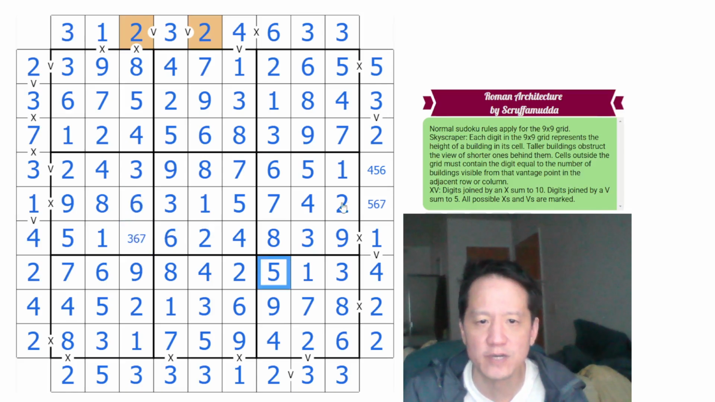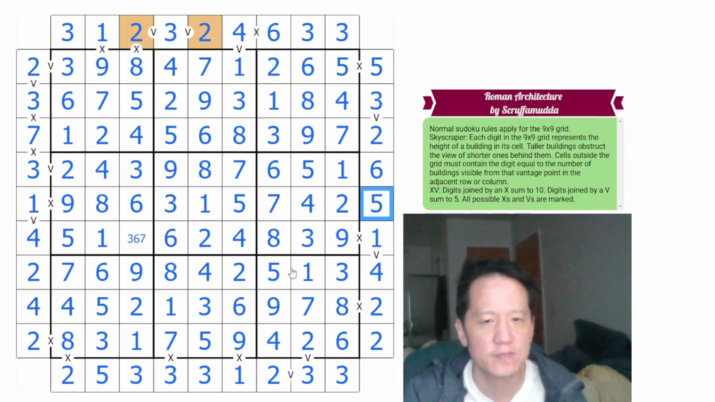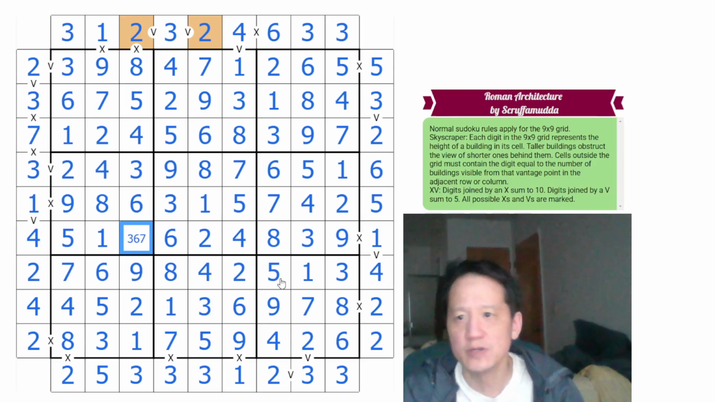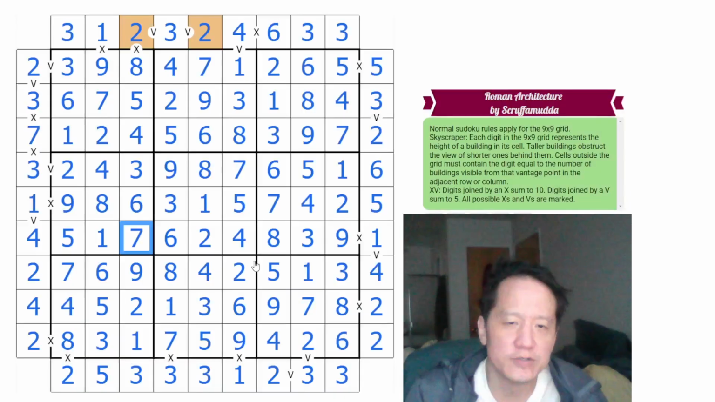This has to be 7, but we want to finish off the skyscraper. So this sees actually 6. This sees 2, 4, 7, 8, 9. So this sees 5. And this must be a 7. And congrats, we solved the puzzle.